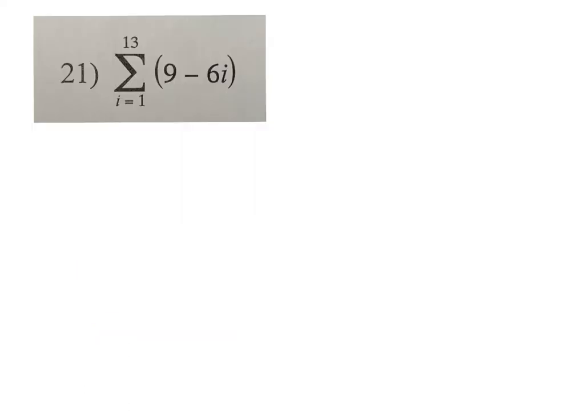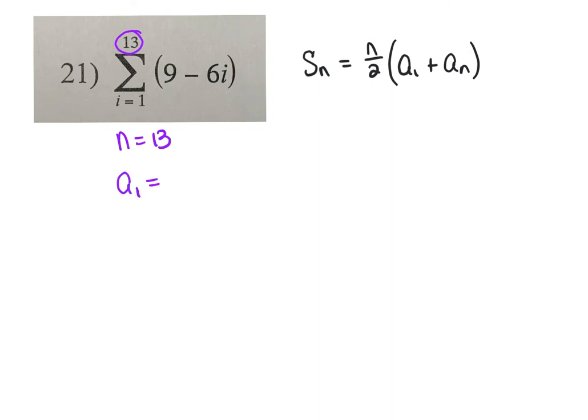All right, so this is the summation of an arithmetic series. So we're going to use the formula S of n equals n over 2 times a sub 1 plus a sub n, right? In this case, my n is 13. My first term, a sub 1, is just what's going to happen when I plug in a 1 here. 9 minus 6 times 1. So my first term is going to be 3. And then my 13th term, which is my last one, is going to be 9 minus 6 times 13.